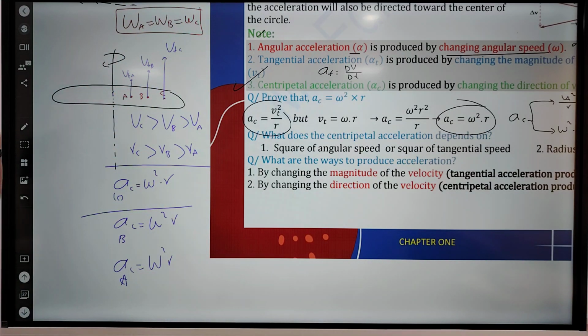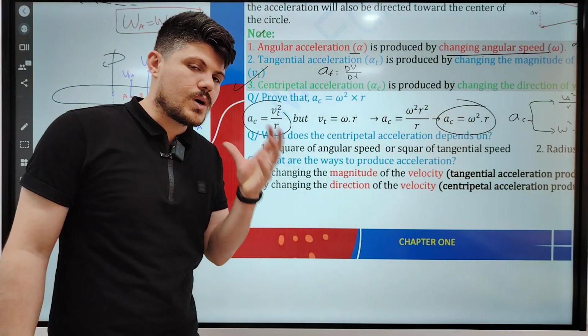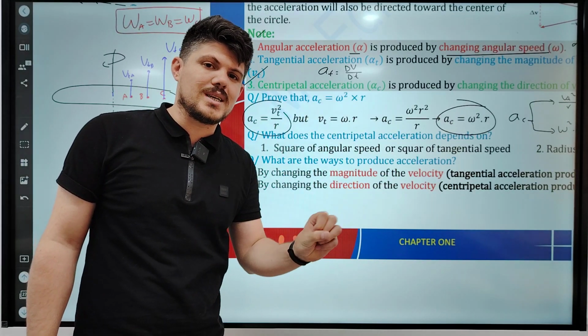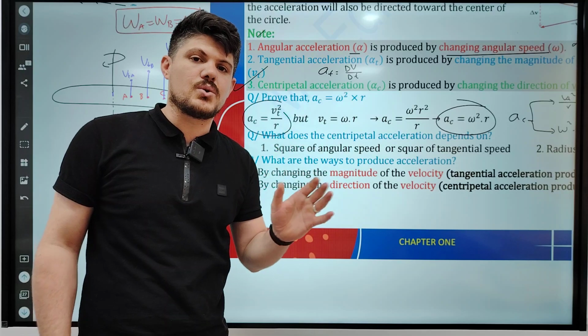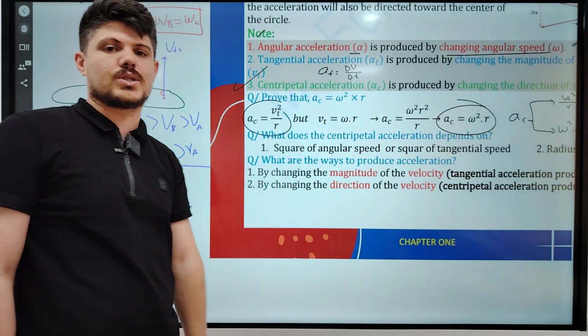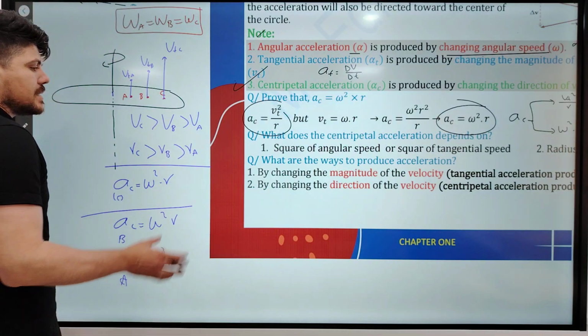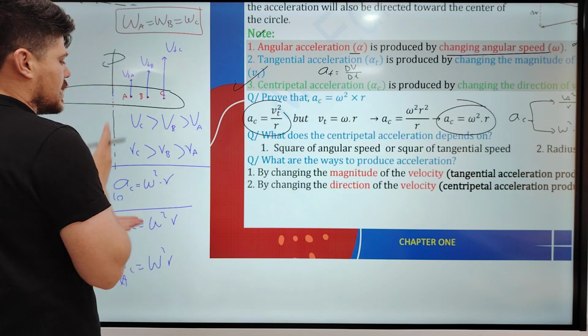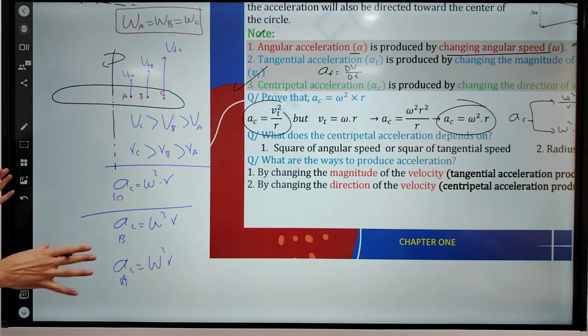As I told you, for the rigid body, all points on the rotating body have the same angular speed. They have the same angular displacement. They have the same angular acceleration. But the values of the linear quantities such as tangential speed, radius, and arc length are different.